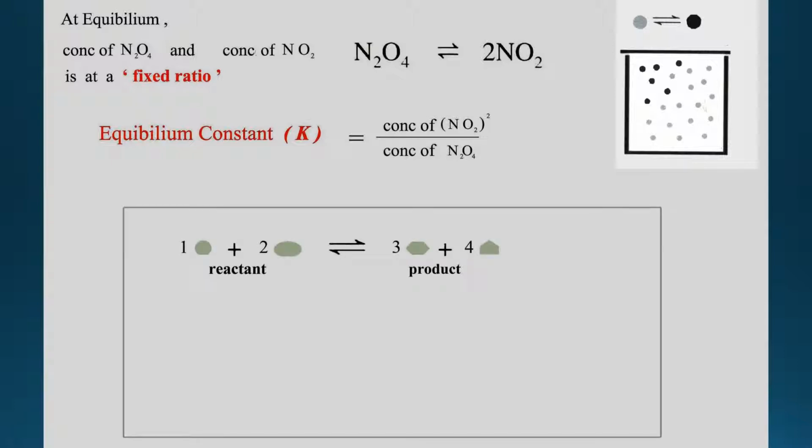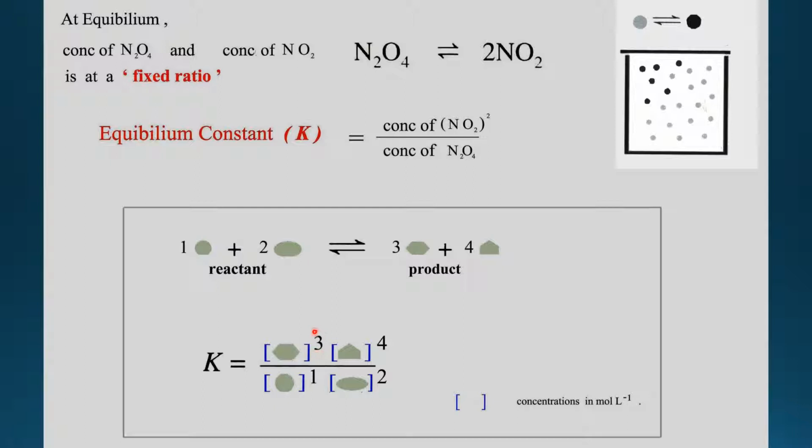In an equation, this ratio is 1, 2 become 3, 4. Reactant become the product, and it's a reverse arrow. Now let's put it into the equilibrium constant formula. In the formula, you will realize one thing different. The product, you see the 3 become power 3, 4 become power 4. The reactant, 1 is power 1, 2 is power 2.